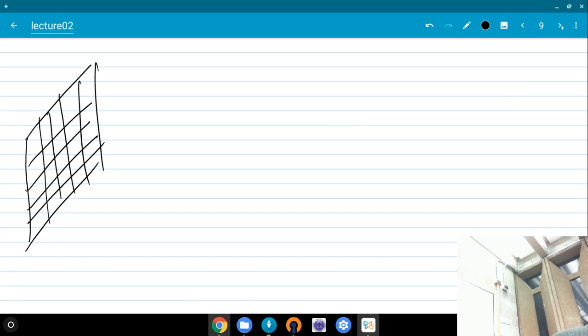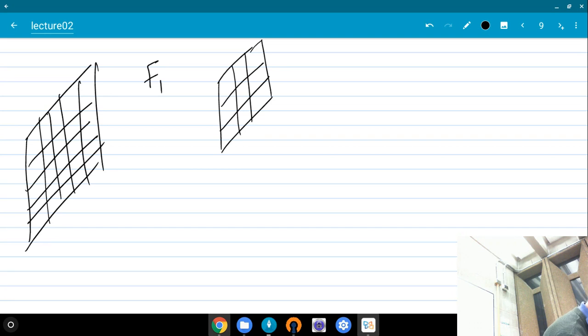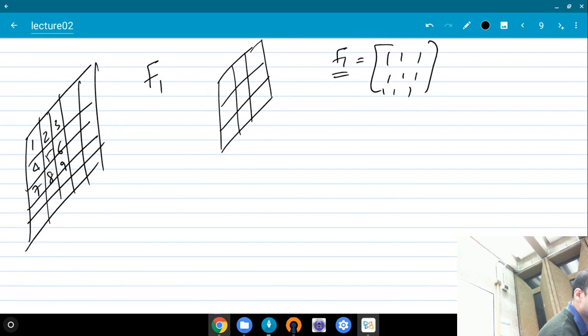So I had a filter F1, it gave me something like this, and I'll explicitly tell you what the numbers are. Let's say these numbers are 1, 2, 3, 4, 5, 6, 7, 8, 9, just to ground everything. F1 is a matrix. For simplicity, let's say F1 is just all 1s. Then this first number is going to be a sum: I'm going to do element-wise multiplication of F1 with each of these numbers.